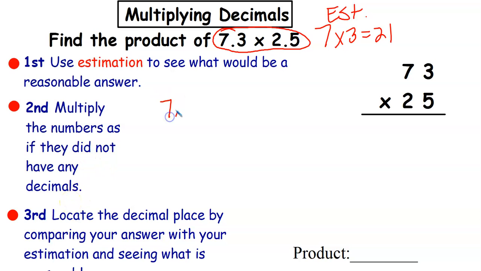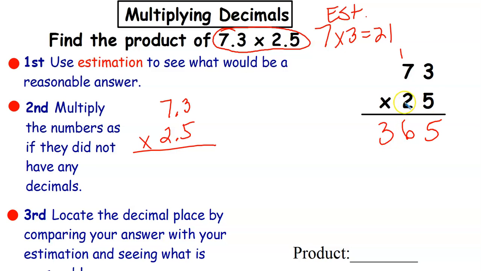Now the second step says multiply the numbers as if they did not have any decimals. So really, this is what I want to do because this is the multiplication problem I'm supposed to do. I'm supposed to figure out what 7.3 times 2.5 is. But over here is where I'm going to do this second step. I'm going to multiply as if there were no decimals. So 5 times 3 is 15. Regroup the 1. 35 plus 1 is 36.